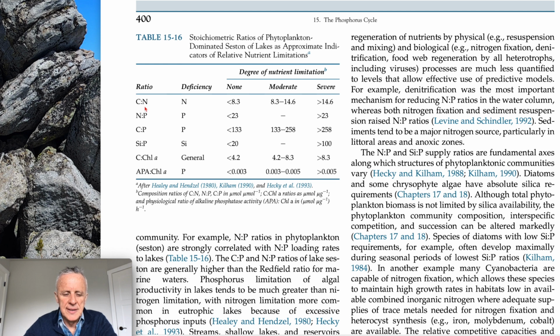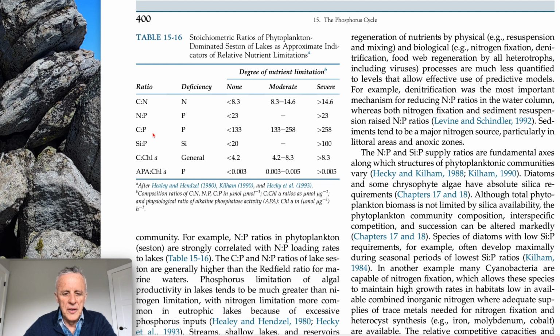So for example, if we looked at the ratio of carbon to nitrogen, the deficiency is nitrogen. And if that ratio is less than 8.3, we don't have any limitation. It's moderate if it's 8.3 to 14.6. I mean by that, let's say we would have like 10 carbons for 1 nitrogen, so that would give us a value of 10. And in that case, for a 10 to 1 ratio, we would have a moderate nutrient limitation for nitrogen. And then when the ratio of C to N is greater than 14.6, we have a severe limitation.